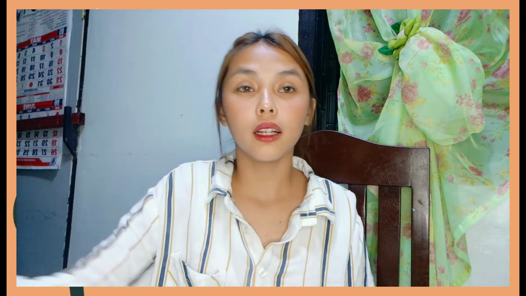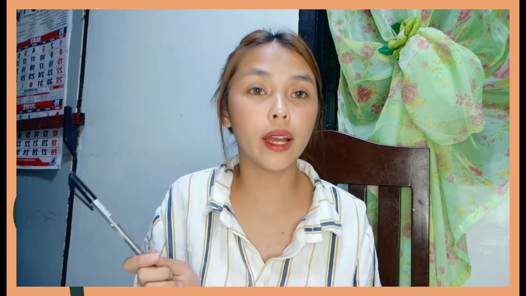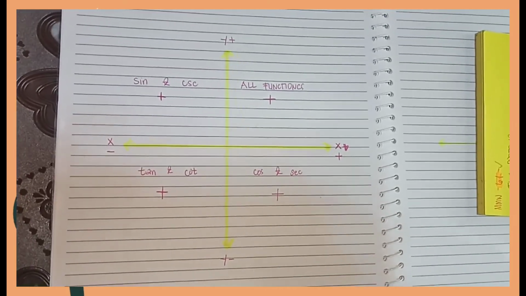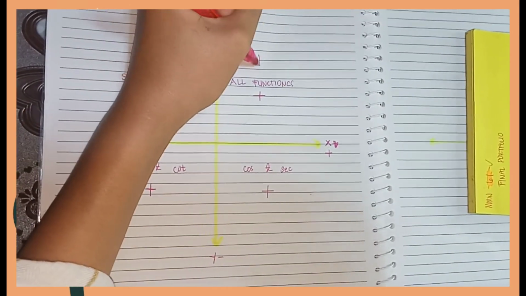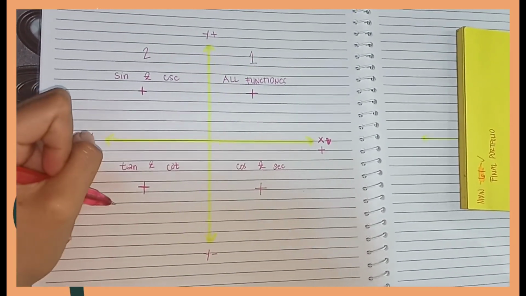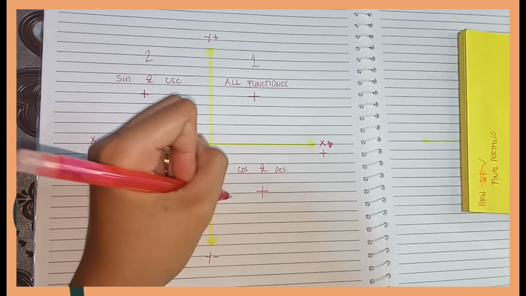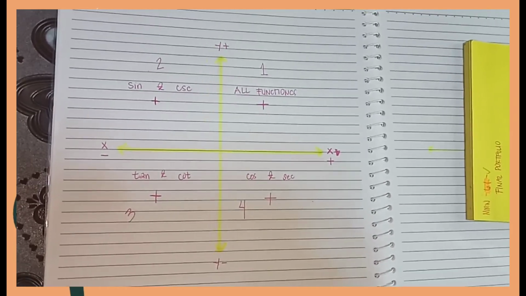Now to solve for y, we need to check if y is positive or negative. From the given, we have the condition that cotangent theta is greater than 0. Since it is greater than 0, cotangent theta is positive. In a plane, under quadrant 1, all functions are positive. Under quadrant 2, only sine and cosecant are positive. Under quadrant 3, only tangent and cotangent are positive. And under quadrant 4, only cosine and secant are positive.